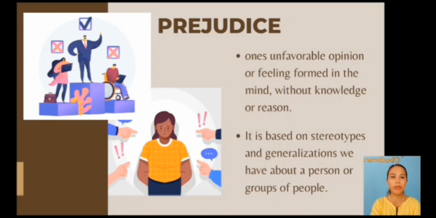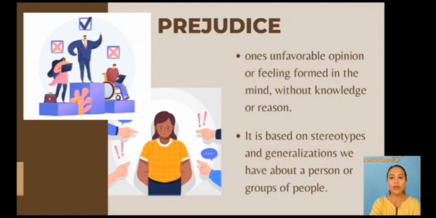Next, we have here prejudice. Prejudice is one's unfavorable opinion or feeling about someone that is formed in the mind without knowledge or reason. It is based on stereotypes and generalizations that we have about a person or groups of people. Prejudice is our preconceived judgment on something or someone.